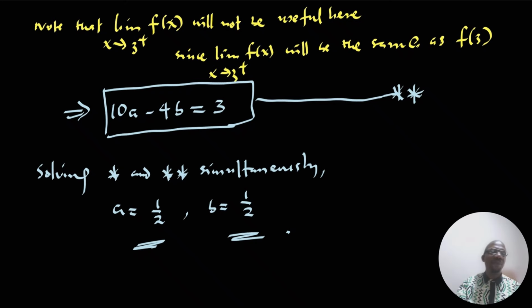We have a to be half and b also to be half. That's how to solve that. We are asked to find a and b that make a particular function continuous.